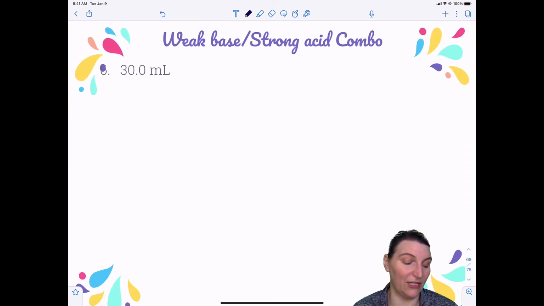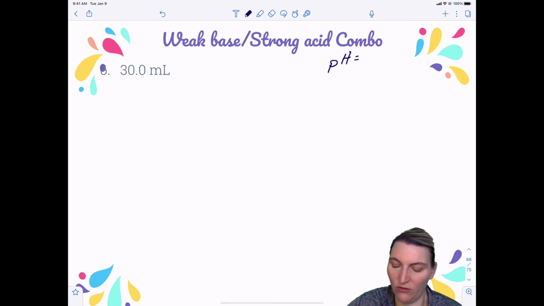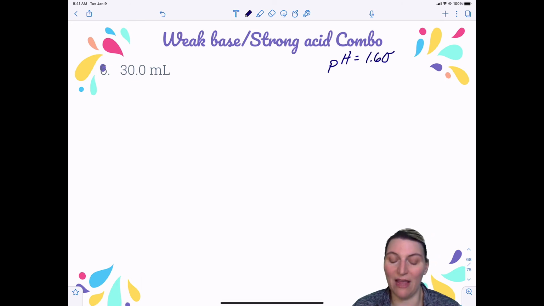Calculation number 6 is 30 milliliters, and it's the same process as the one that we did before. The answer to this problem is a pH of 1.60. So I suggest that you try 30 milliliters. It's the same process as 20.5. Try 30 milliliters, see if you can get that answer, and if you have that answer, great. If not, you can watch the rest of this video and actually see how to do it.